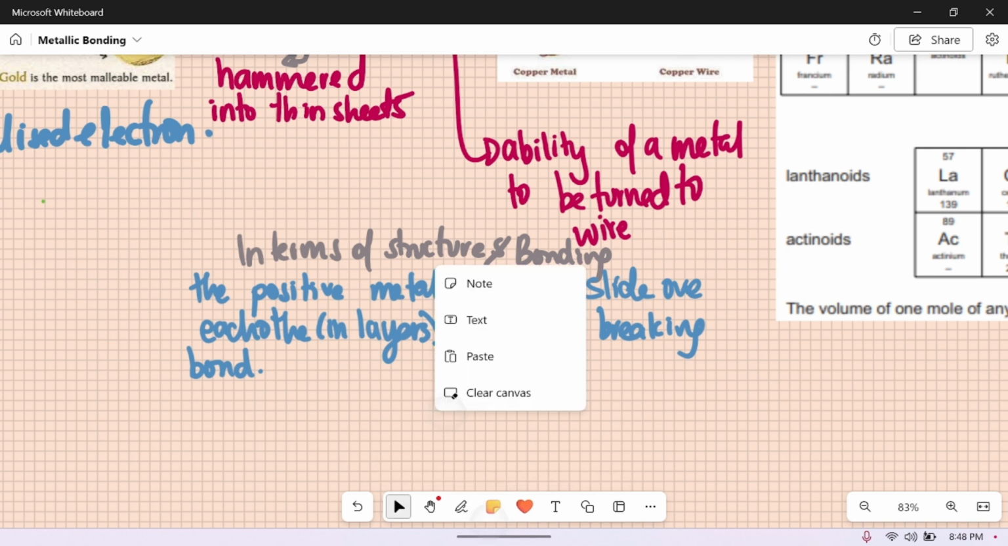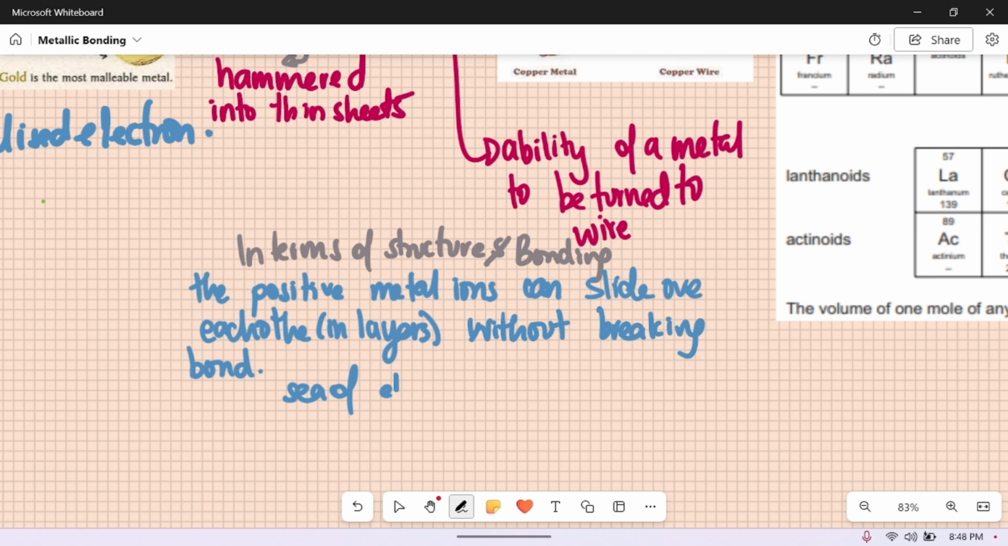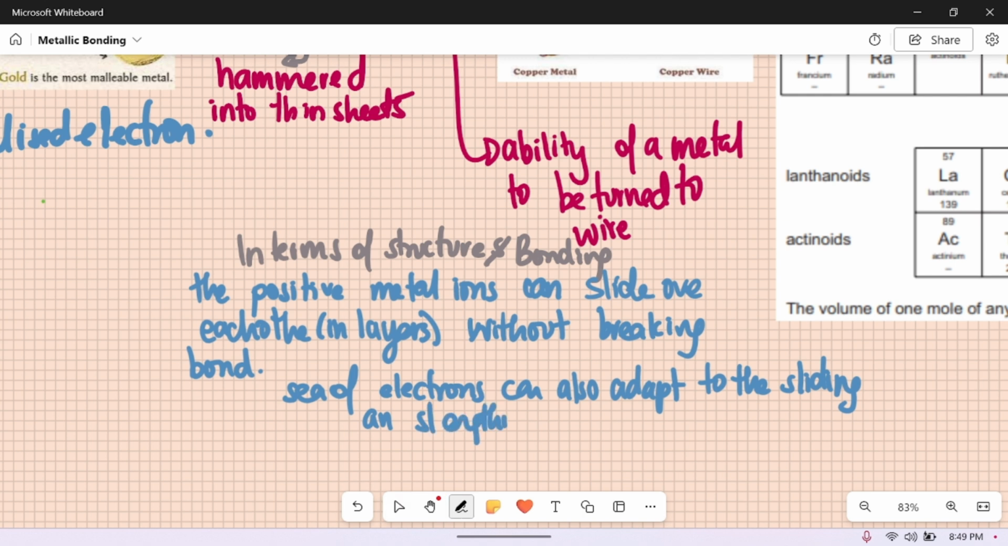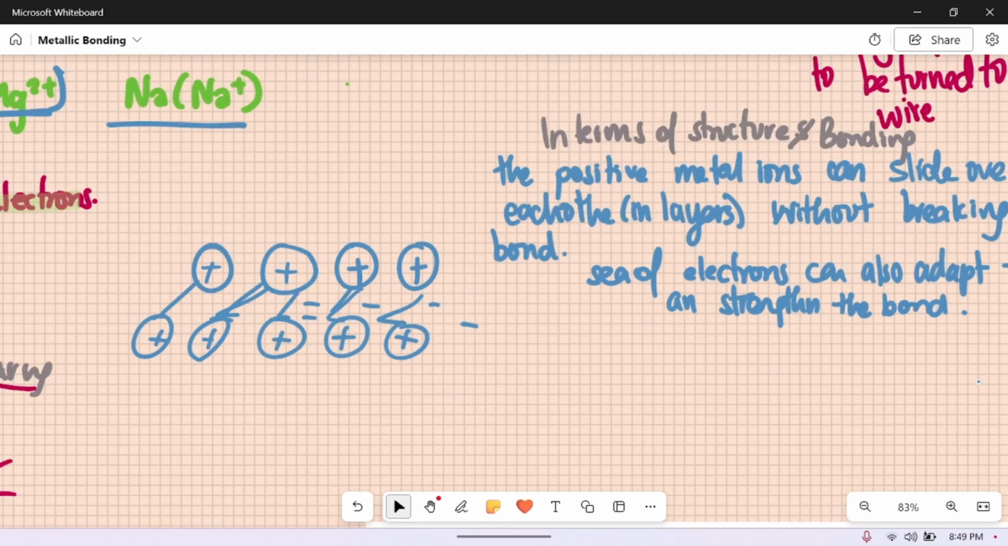And because we have a sea of electrons, they can also adapt to the sliding and strengthen the bond. Bonds will not be broken. So therefore, whether you've made it into a thin sheet, whether you've crumbled it into the rock again, it's still going to have that bond. So it's not going to break apart. It's still going to be the metal that it is, and it will not lose its properties.